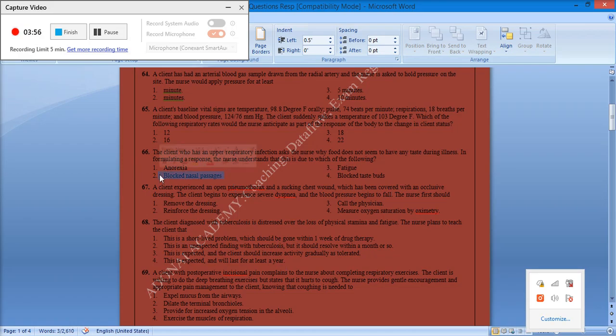67. A client has experienced an open pneumothorax and sucking chest wound which has been covered with an occlusive dressing. The client begins to experience severe dyspnea and the blood pressure begins to fall. The nurse first should 1. Remove the dressing. 2. Reinforce the dressing. 3. Call the physician. 4. Measure oxygen saturation by oximetry. The correct answer is 1. Remove the dressing.